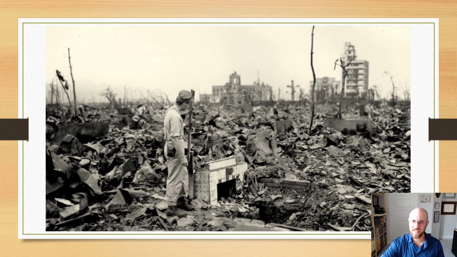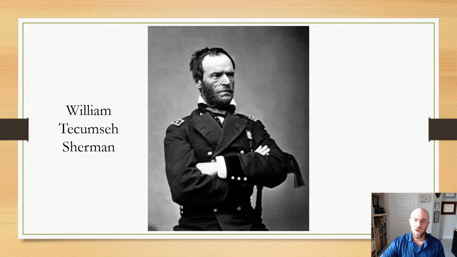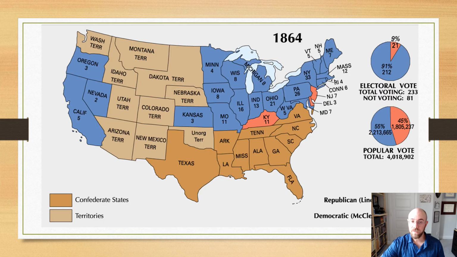But you can see the decimation after some of these battles. There's another shot of Atlanta. So Sherman's going to continue his campaign across the South, and it's going to be the March to the Sea. So 1864, you can kind of see how it went. The popular vote was mildly close, but the Electoral College vote was resoundingly in favor of Lincoln.